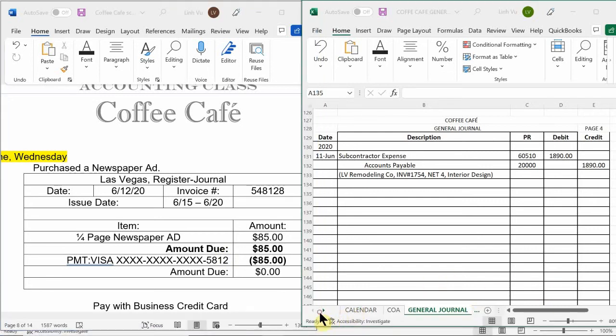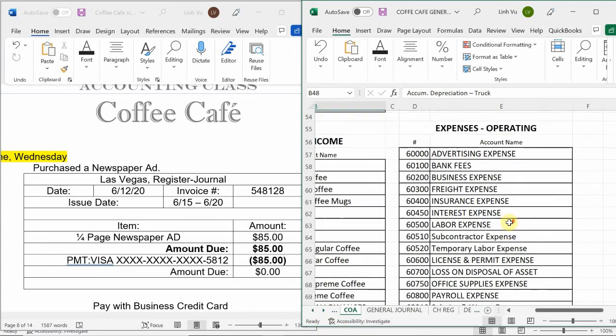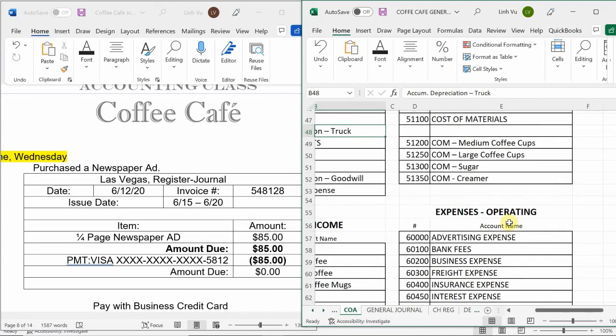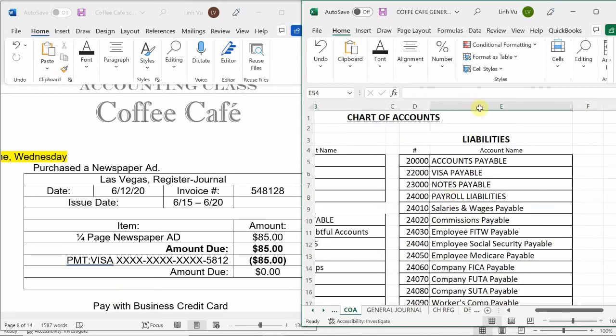So let's take a look at my chart of accounts again to determine what my account number is for advertising. Right, it's 60,000. Okay, the account number 60,000. And how did we pay? Credit card. We paid by credit card. So let's take a look at my liabilities. Okay, and that will be my Visa payable, right?